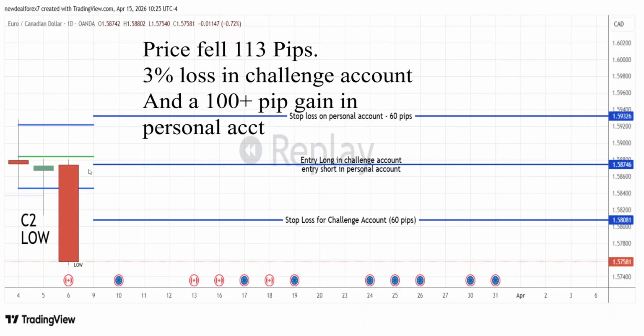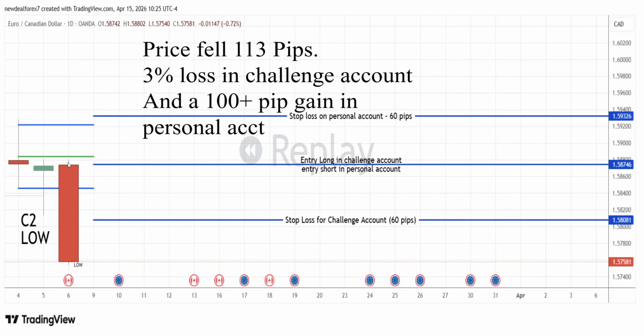This is a daily chart. But in your personal account, you would take this entry short in case you're wrong. And stop loss would be about 60 pips. So you put a 60 pip stop loss on your challenge account and a 60 pip stop loss on your personal account. The personal account stop loss would be up here because you're short. Your challenge account stop loss would be down here below candle two because you're long.